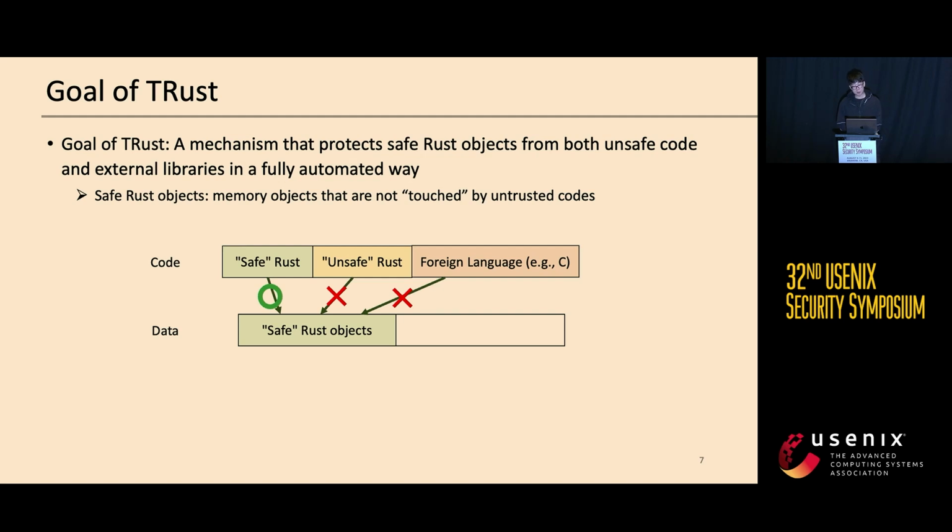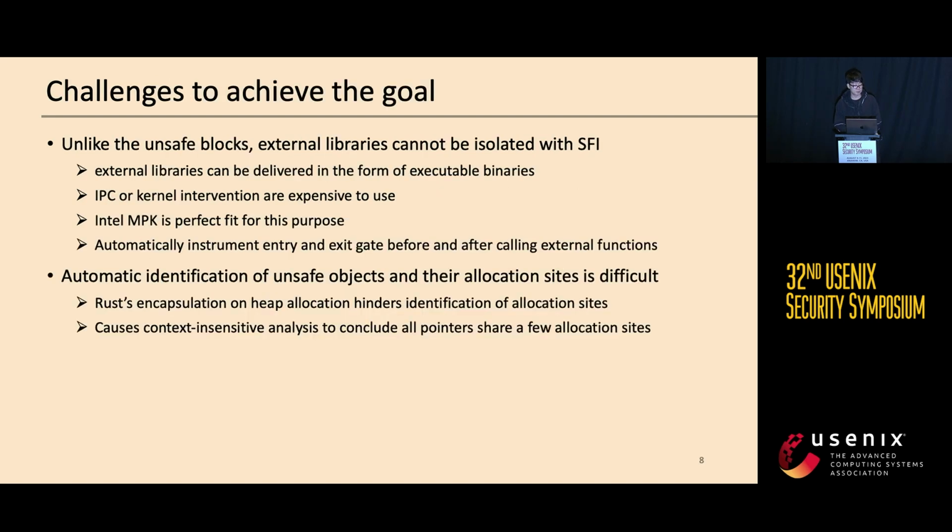Here, safe Rust objects refers to memory objects that are not touched by untrusted code. The figure depicts the goal of T-Rust. Only safe Rust can access safe Rust objects, while accesses from unsafe Rust and foreign language are denied. But there are challenges to achieve this goal. First of all, unlike the unsafe block, external libraries cannot be isolated with SFI. It's because external libraries can be delivered in the form of executable binaries.